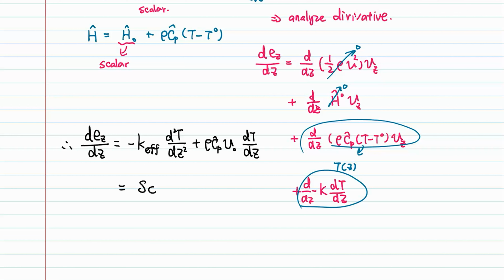Okay, so this is the result of the shell energy balance, and what's left at the end would be the conduction term and the convection term here equal to the generation term.